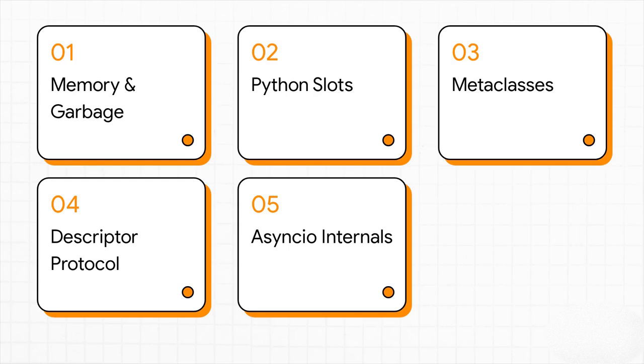Consider today's agenda your ultimate survival checklist for a senior level FANG interview. We'll be hitting memory and garbage collection, optimizing with Python slots, mastering Python metaclasses, the descriptor protocol, and finally, asyncio event loop internals. Let's just jump right in.